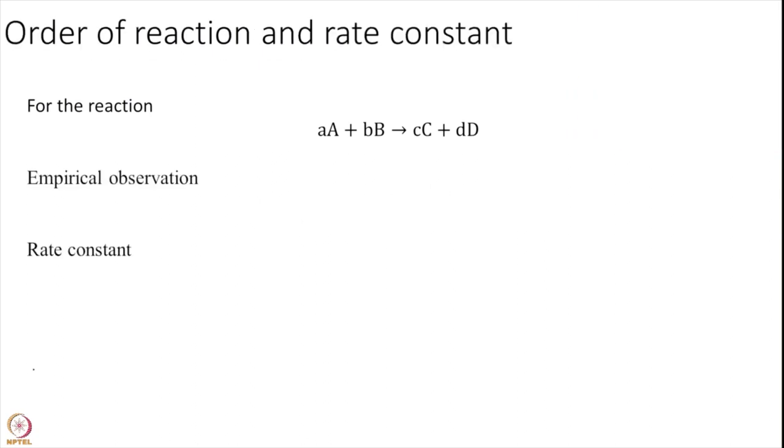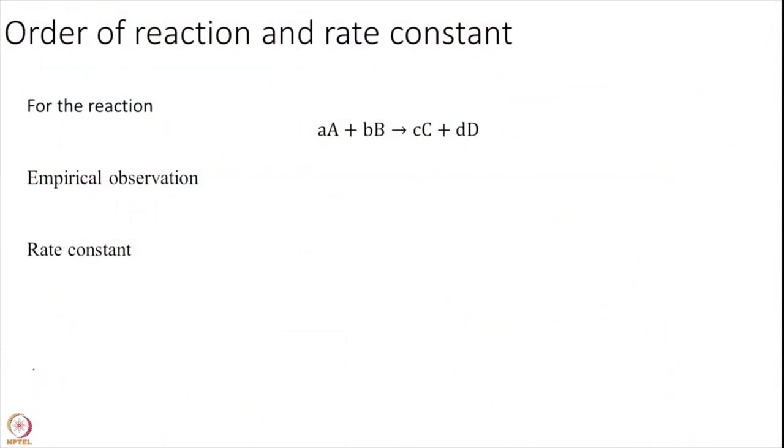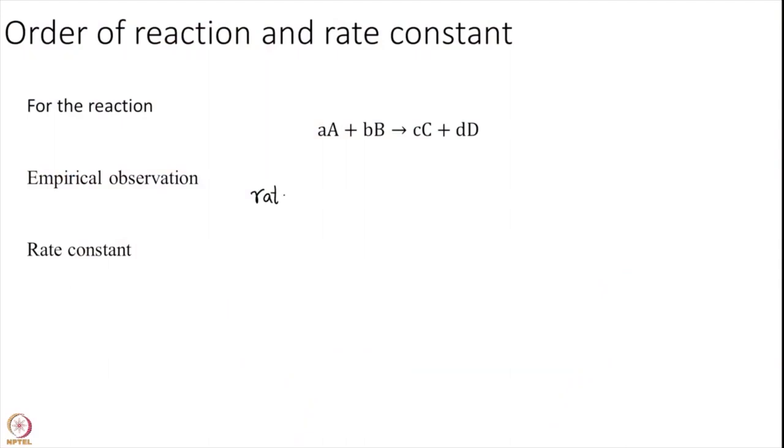So now we move forward and look at how to calculate the rate constant and the reaction order. We start with the same reaction as before, aA plus bB going to cC plus dD. For this reaction, more often than not, one can experimentally observe that the rate defined in the previous slide can be written as k into concentration of A to the power of alpha into concentration of B to the power of beta, where k, alpha and beta are numbers.